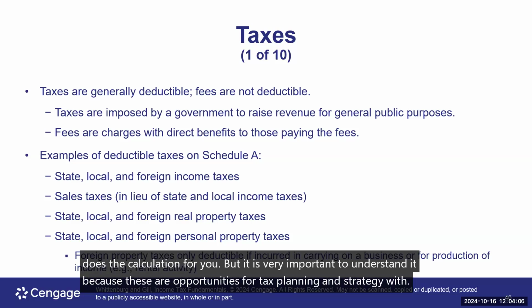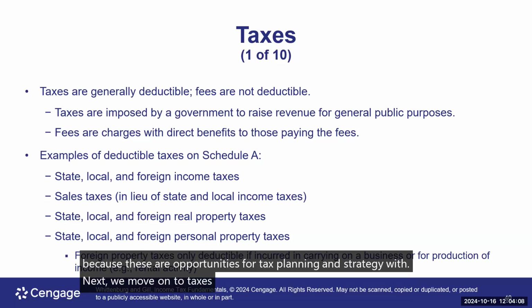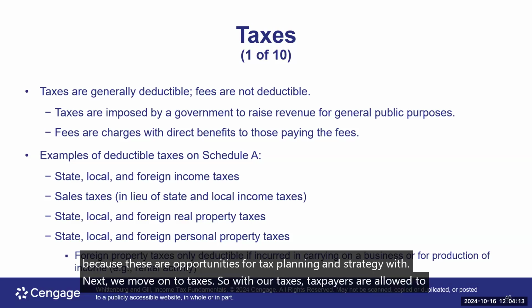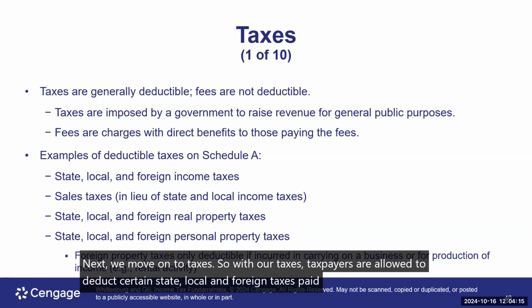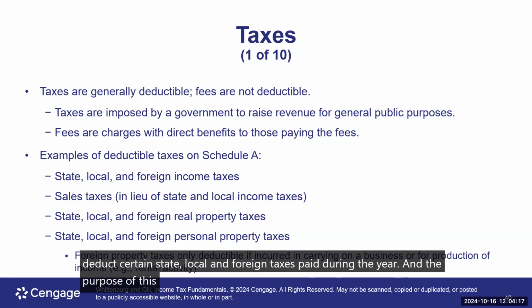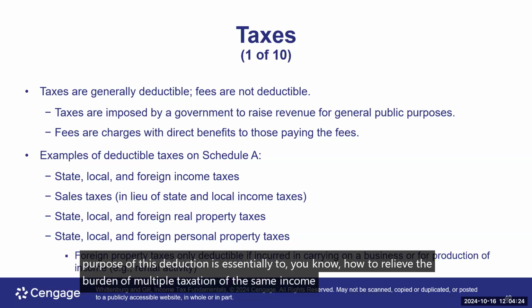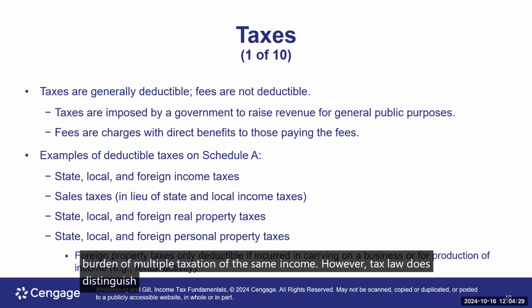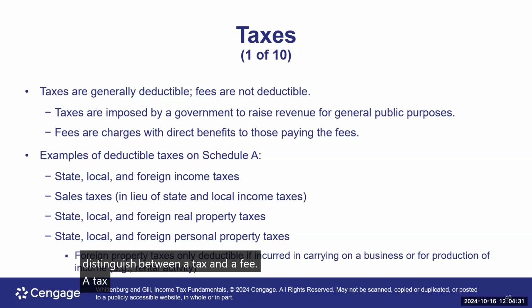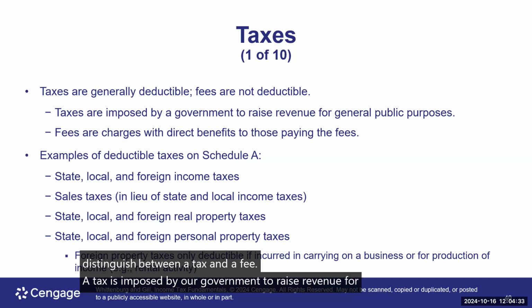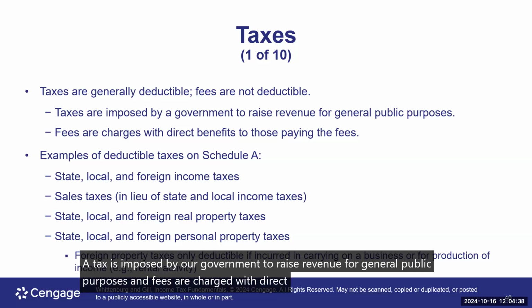Next, we move on to taxes. So with our taxes, taxpayers are allowed to deduct certain state, local, and foreign taxes paid during the year. And the purpose of this deduction is essentially to help to relieve the burden of multiple taxation of the same income. However, tax law does distinguish between a tax and a fee. A tax is imposed by our government to raise revenue for general public purposes, and fees are charged with direct benefits to those that are paying the fees.